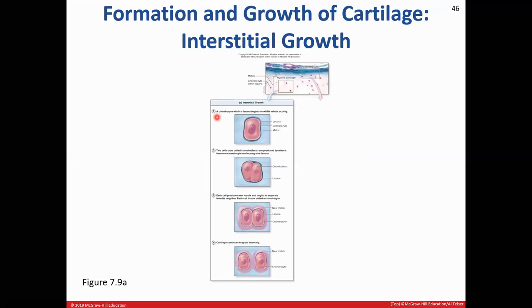Each cell produces new matrix and begins to separate from its neighbor. Each cell is actually now called a chondrocyte. And so once we have the two new cells, the cartilage then continues to grow internally.